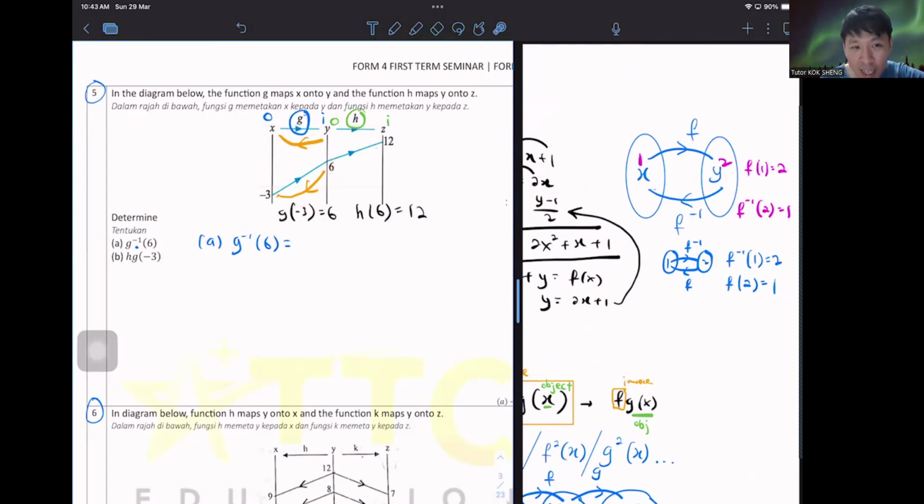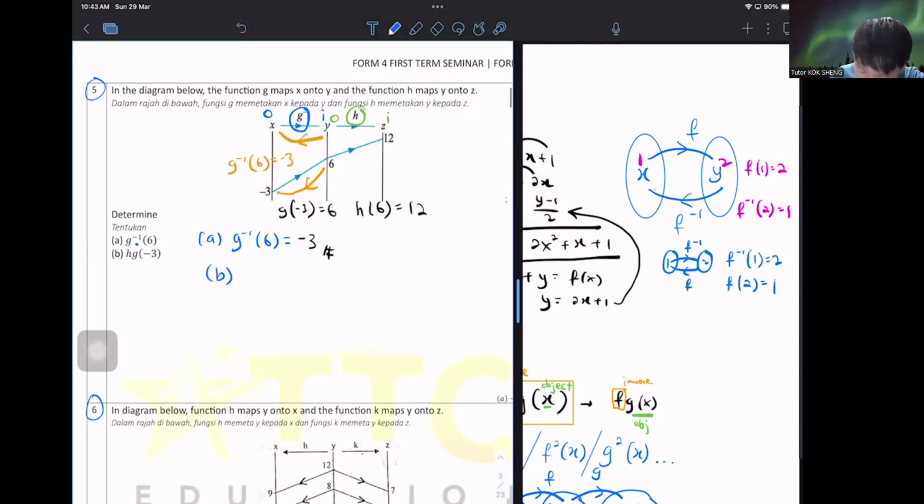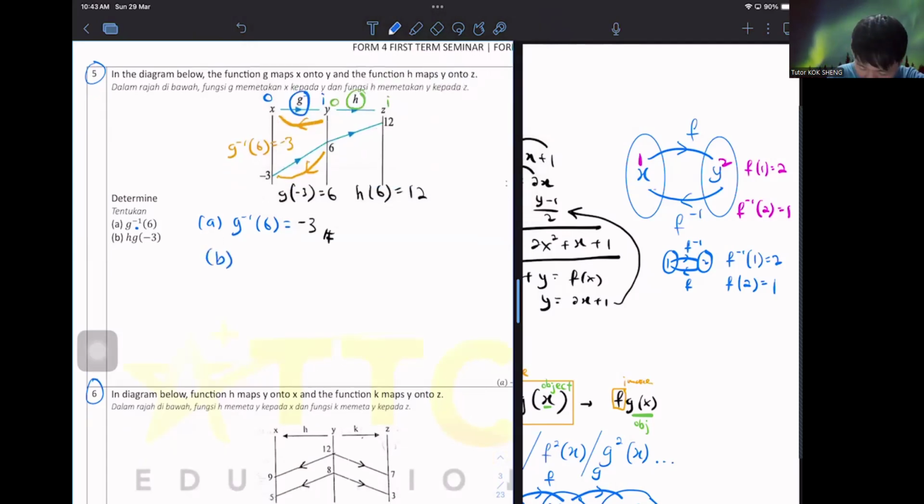So 6 is the object, -3 is the image, correct? So when you write this out, you will get g inverse of 6 equals -3. So your answer for A is -3. A done. If you're not sure, let me know. Okay, next one. hg of -3.